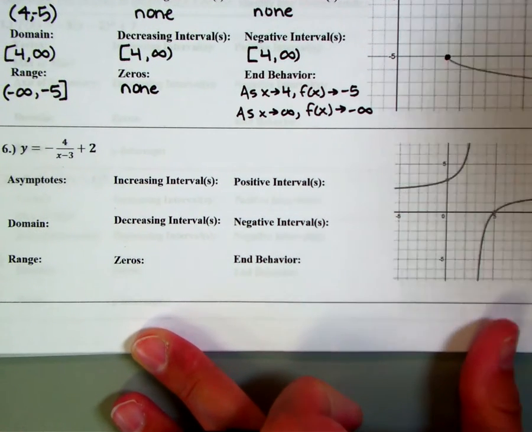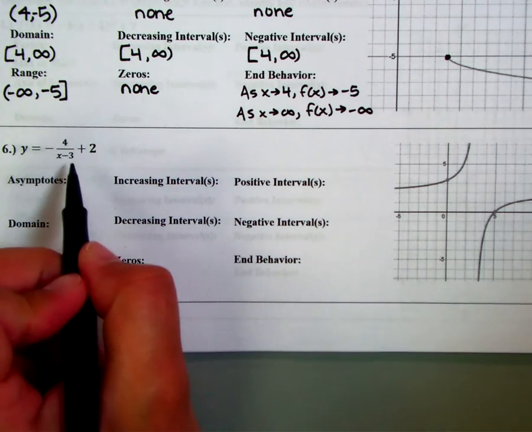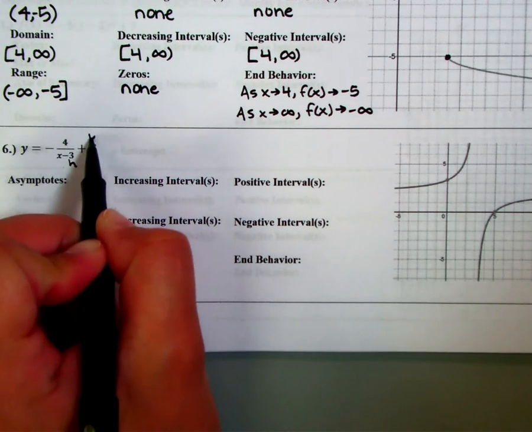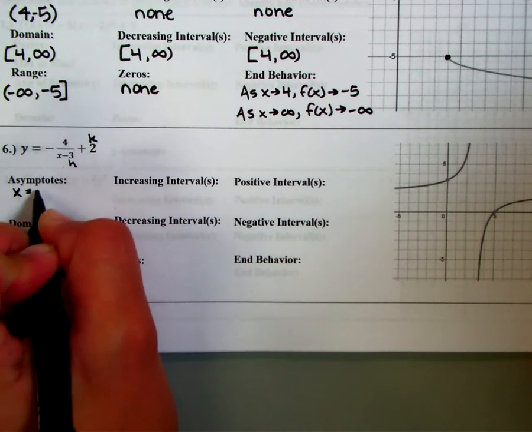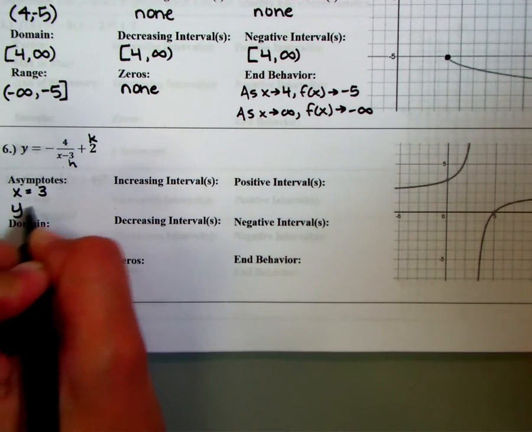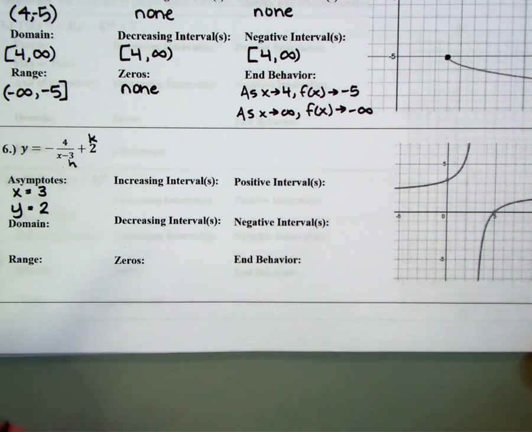And then lastly, we've got a reciprocal function or a rational function or an inverse function, however you want to look at it. So we've still got our h here and our k here. Those actually tell me the asymptotes. So we've got an asymptote when x is 3 and when y is 2. So asymptotes are vertical or horizontal invisible lines on your graph. And so I'm going to graph both of those.